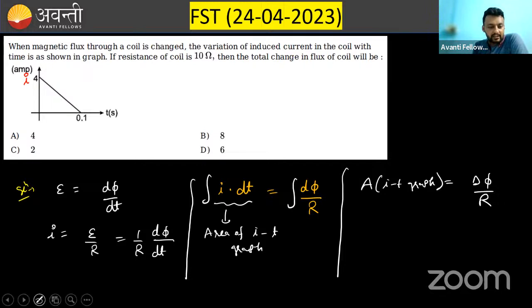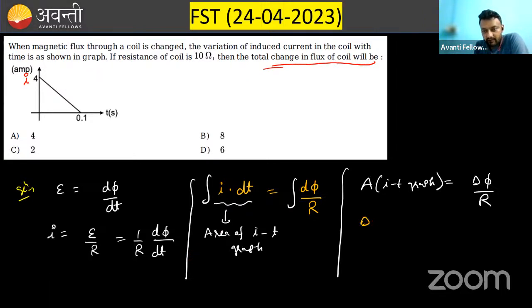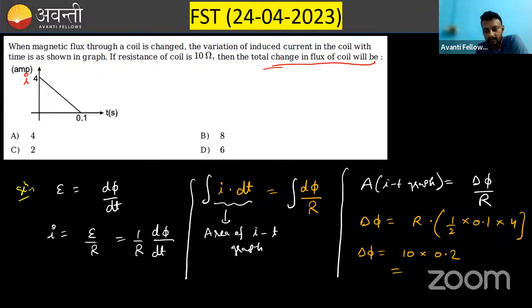And they are also asking the total change in flux. That's very simple. Change in flux will be R times the area. Area of the I-t graph, can you calculate? This is a triangle, and area of a triangle is half into base, which is 0.1, into height, which is 4. If you put the values, R is given as 10 ohm into this, which is 0.2, that is 2.